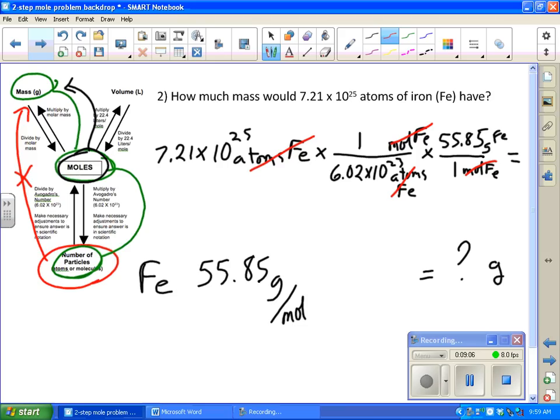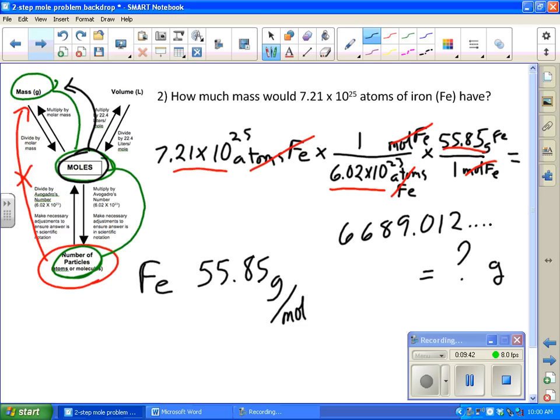And so the operations that need to be done for this problem are to take our initial number of atoms, divide by Avogadro's number, and then multiply by the molar mass. So let's do that on our calculator, and if you do that, you should get an answer of 6,689.012, probably some more digits on your calculator.